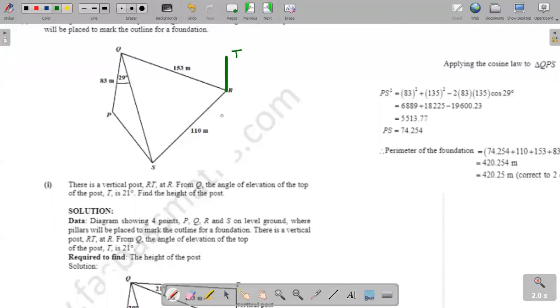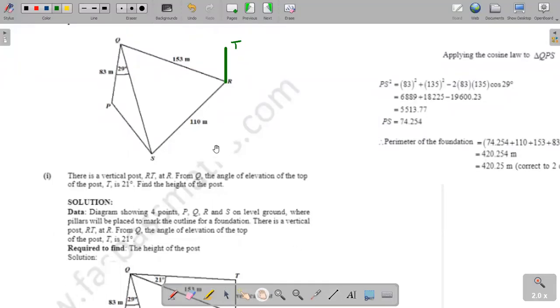All of these things here, let's look at it. So let's read the next part now. Here, they tell us the topic, boom. The angle of elevation, so let me underline that. The angle of elevation of the top of the post T is 21 degrees. Find the height of the post. This is the topic: angle of elevation and depression.